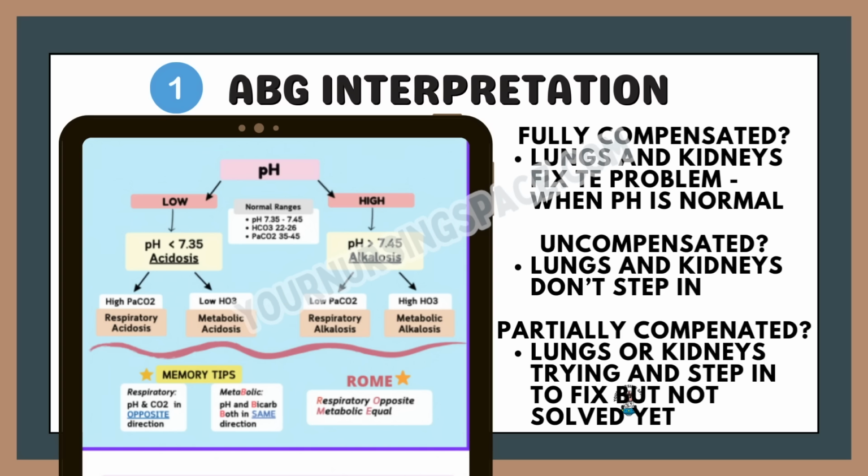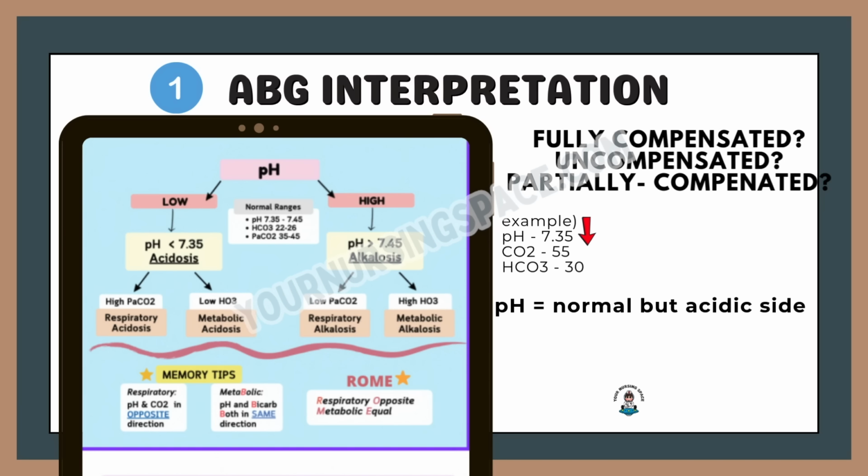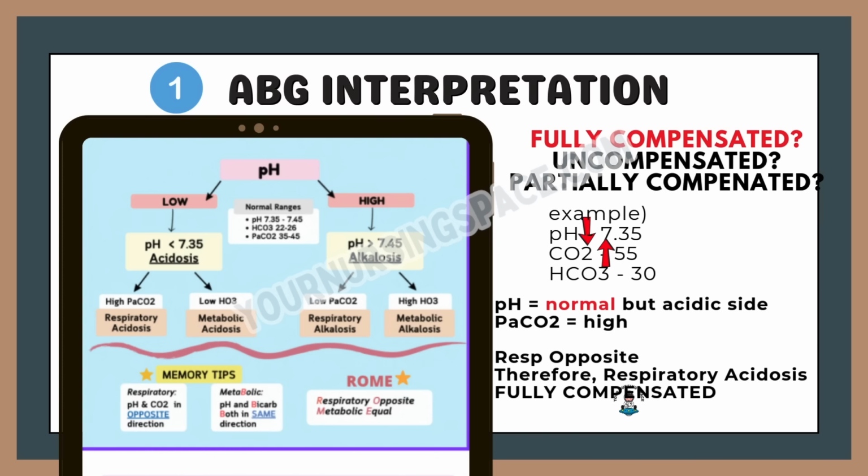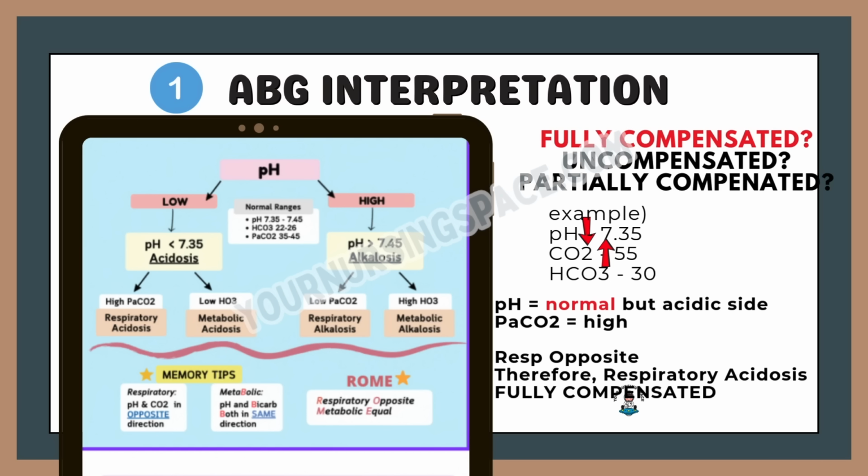Let's try some examples. pH is 7.35, CO2 is 55, bicarb is 30. pH is normal, but it is on the lower side of the normal range as it is lower than 7.4, so it is normal but acidic. CO2 level of 55 is higher than 45, so pH is low and CO2 is high. They are opposite, respiratory opposite. Therefore, it is respiratory acidosis, but because pH is within the normal range, it is fully compensated. Normal pH but abnormal CO2 and bicarb means compensation is at play.